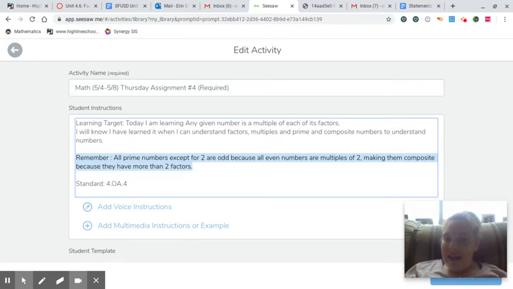But any number that is even, remember, ends in 2, 4, 6, 8, 0. Any number that ends in that is divisible by 2 and therefore is going to be composite.